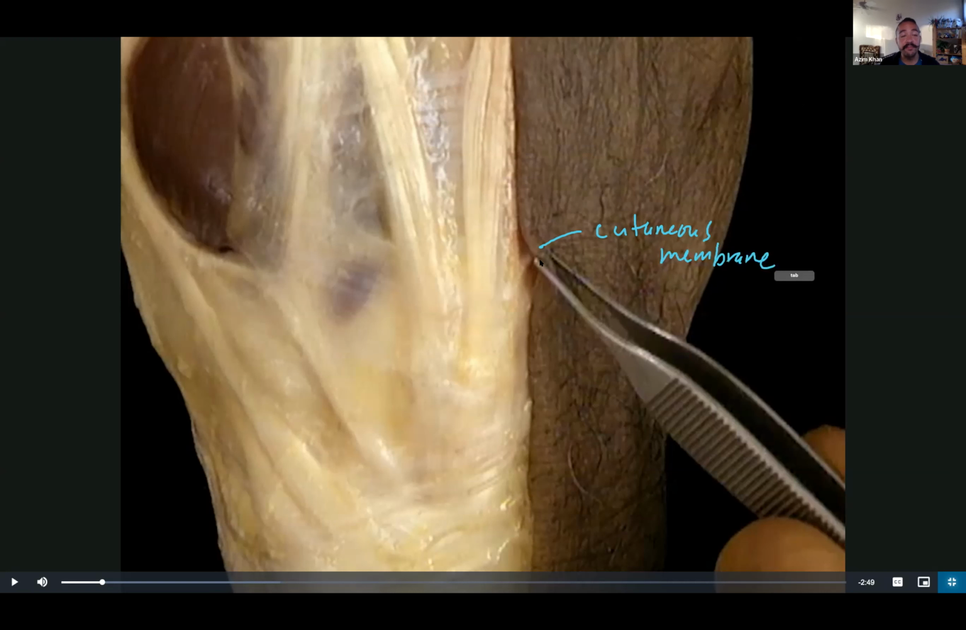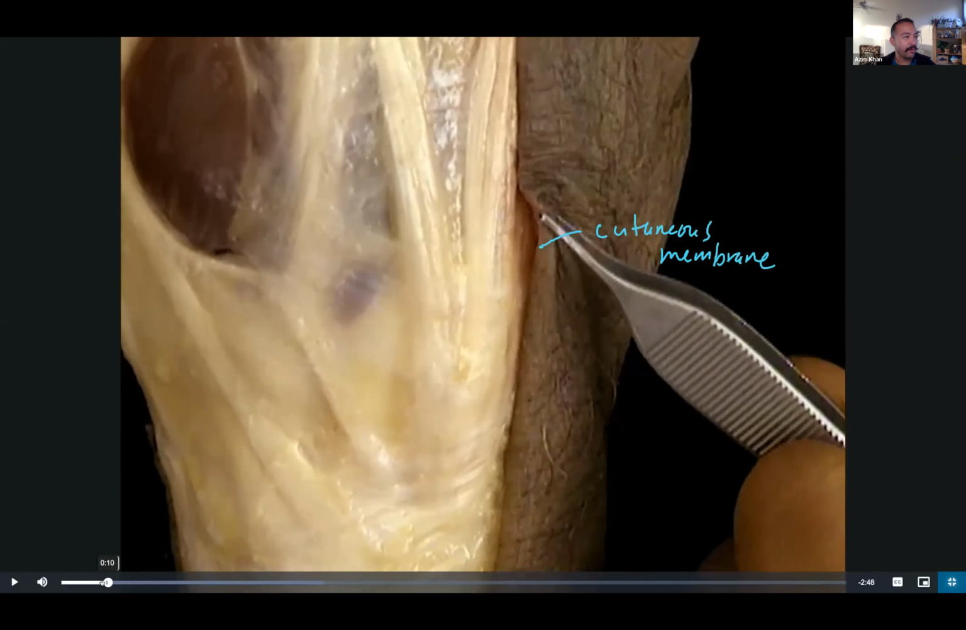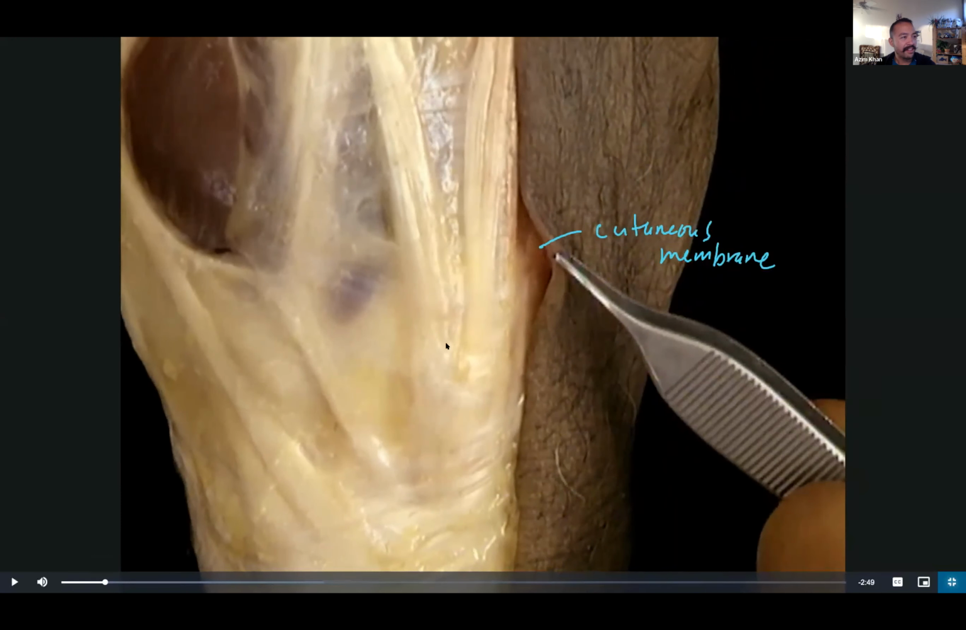They're grabbing at the cutaneous membrane with tweezers. And you can see them tug on it and move it around. That's the thickness of the cutaneous membrane. It's not always the same thickness everywhere. And remember, if you go to the palm, it gets thicker, but that's how thick it looks here for thin skin.